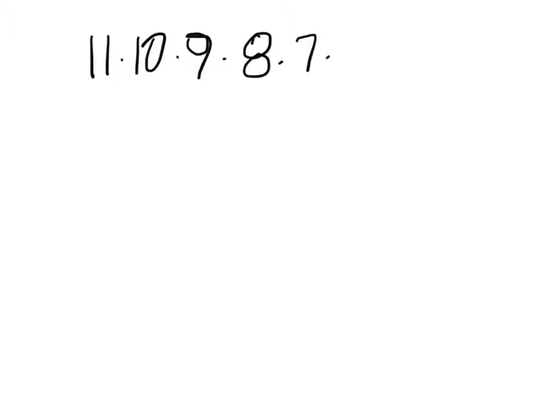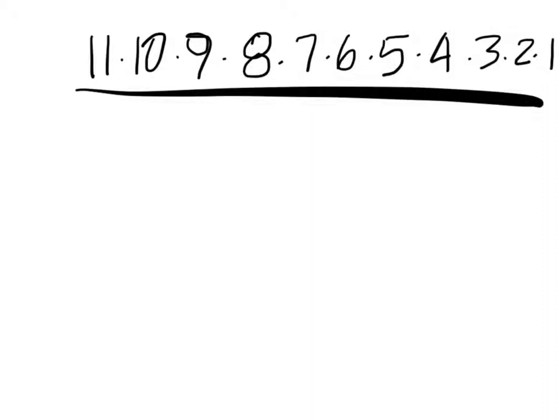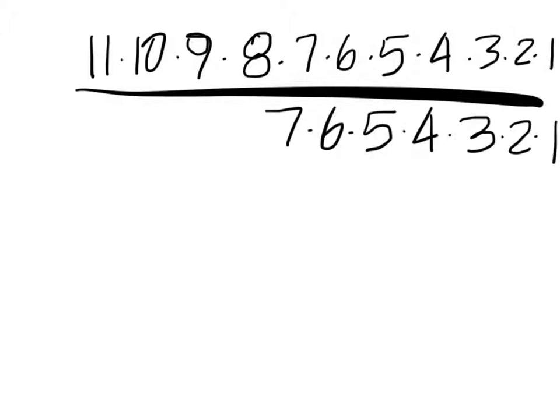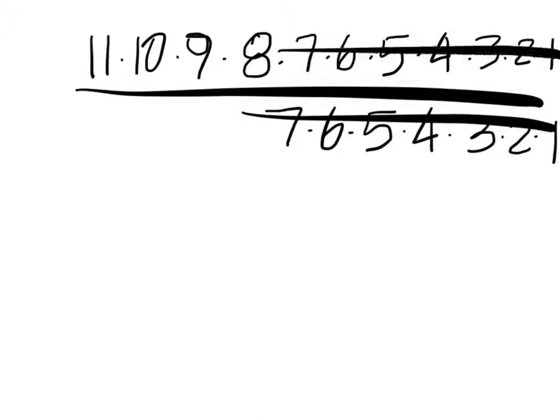What if I had 11 factorial, I'll write it all out, and all of that is over 7 factorial. What cancels out? Yeah, 7 on down cancels out right there. And remember the shortcut is if you have 11 factorial over 7 factorial, 11 minus 7 is 4, which means you only need the first 4 numbers of 11 factorial. So 11, 10, 9, and 8.